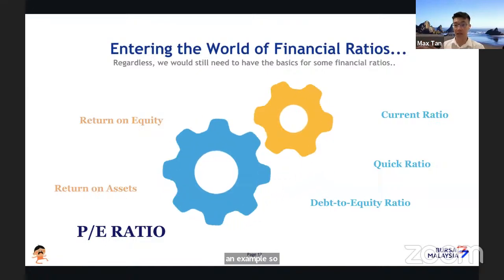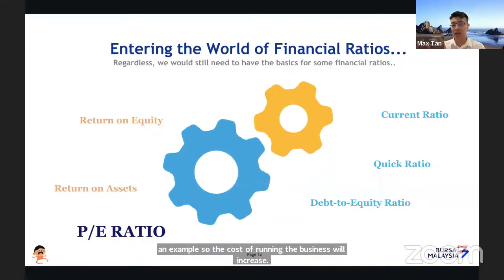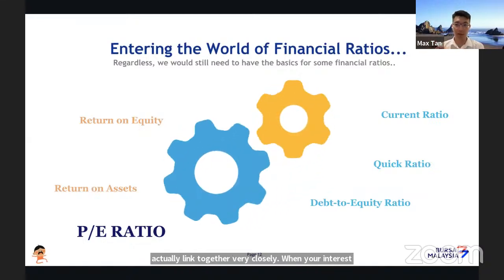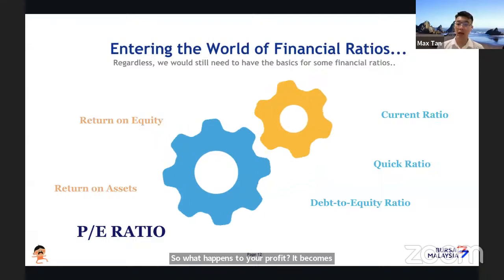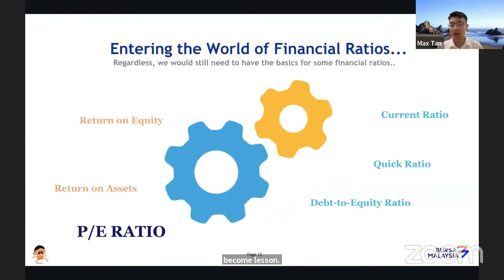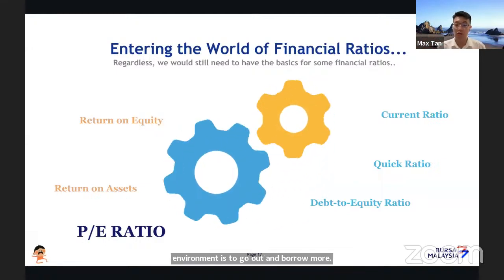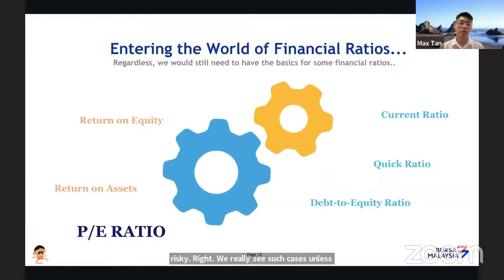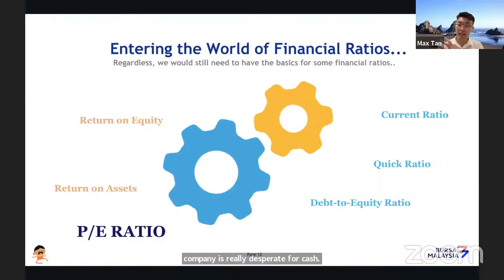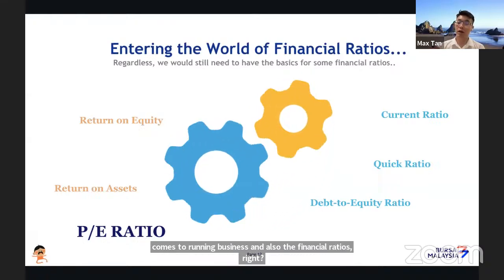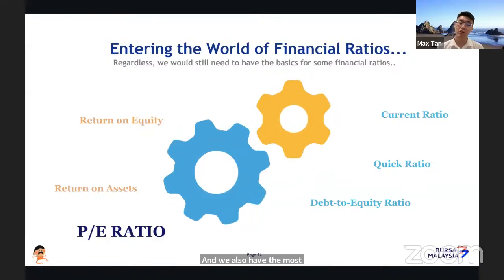So don't forget, these factors actually link together very closely. When your interest expenses increase, what happens to your profit? It becomes less. When your profit becomes less, the cash flow you get also becomes less. Then when you have less cash, there are fewer things that you can do, right? Impossible, in a high interest rate environment, to still go out and borrow more money in order to get cash to do more things. That's very risky, right? We rarely see such cases unless the company is really desperate for cash. So everything interlinks when it comes to running a business and also the financial ratios, right? And we also have the most common valuation indicator here, which is the PE ratio.